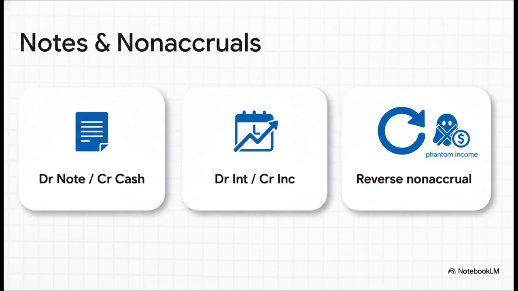Easy enough, right? But pay really close attention here. If an account is placed on non-accrual status, you have to reverse that accrued interest. If collecting the principal or interest becomes doubtful, you absolutely cannot leave phantom income sitting on your P&L.